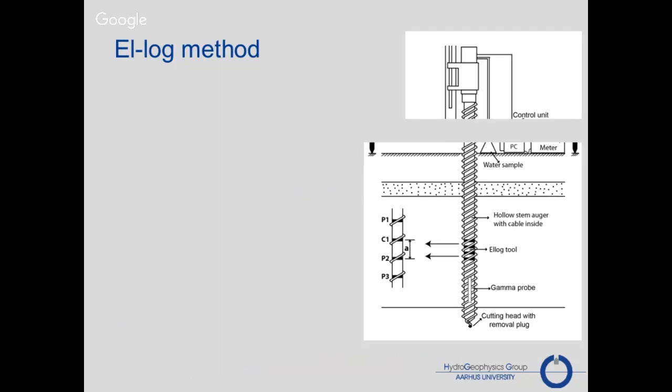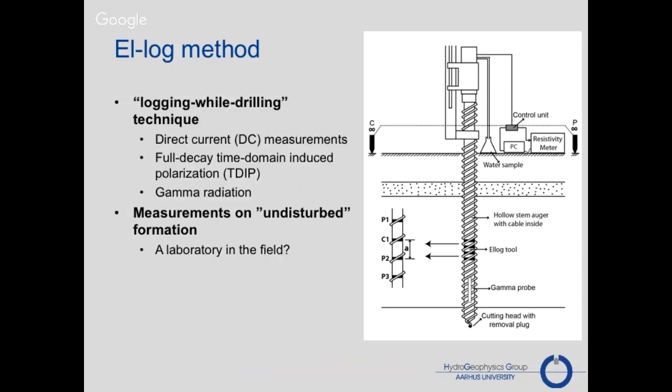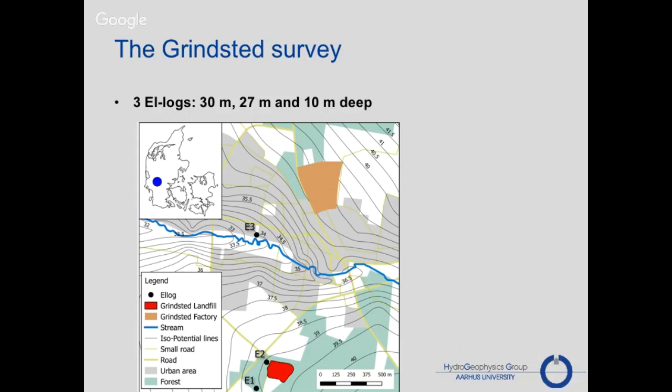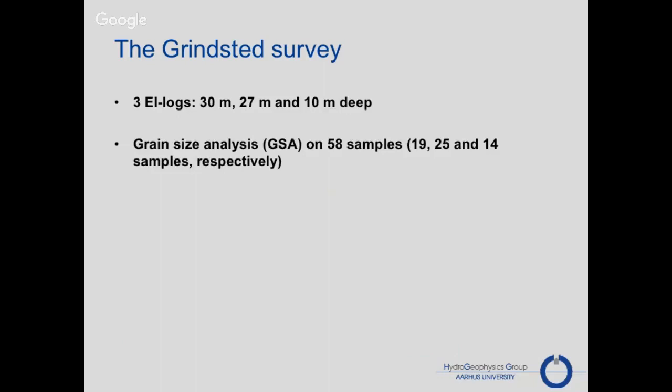So I'm going to show you first some LOC data, and Niels knows perfectly what it is, by simply measuring IP in a borehole with electrodes. The idea with the LOC method is that we don't use drilling mud, so this is in contact with the real formation, so it should be quite undisturbed. At least this is the hope. Then we did 3 LOCs in Grindsted in Denmark. They were 30, 27, and 10 meters deep, and we had 58 samples with grain size analysis for computing permeability, and we also had 9 slug tests.